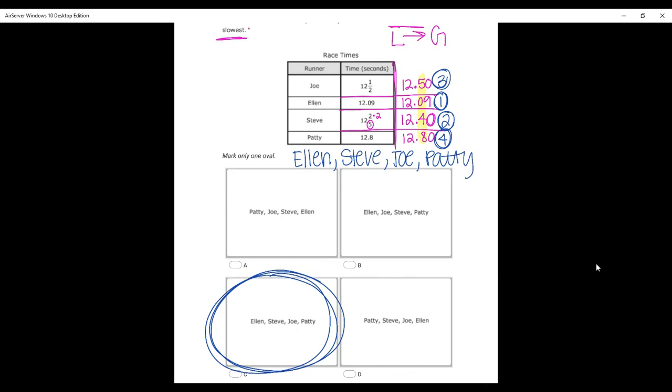So just be really careful when it says time. If it's going fastest to slowest, it's looking from least to greatest. You got to think about it. If I win the race, I'm going to have the smallest time, and I'm the winner.